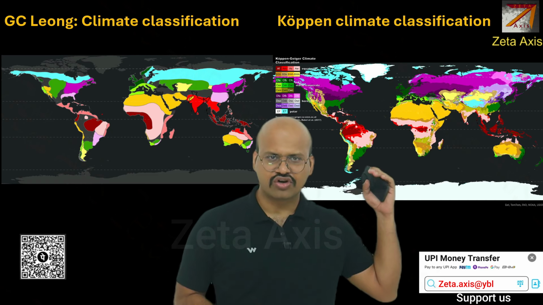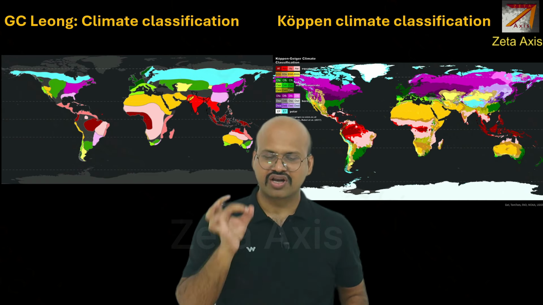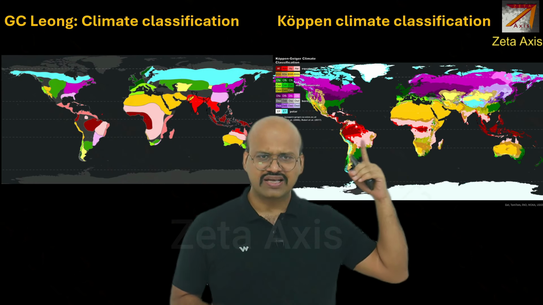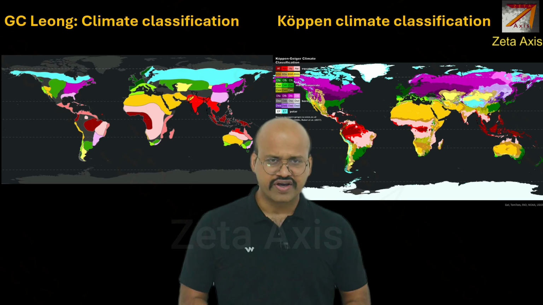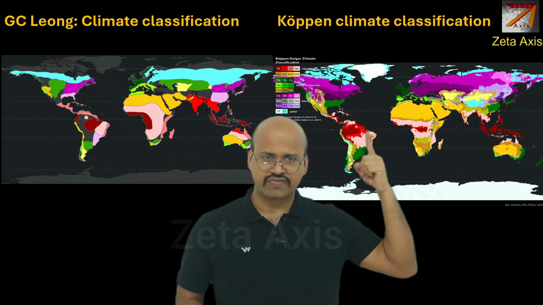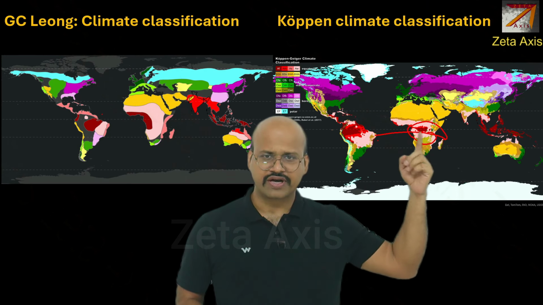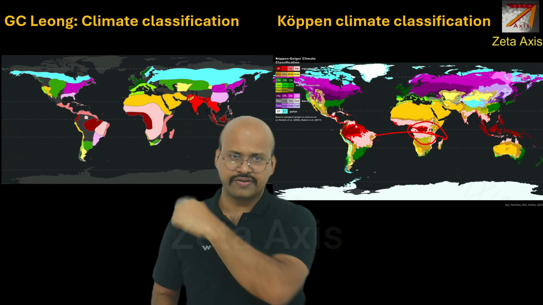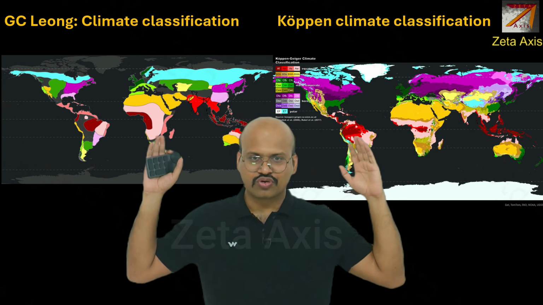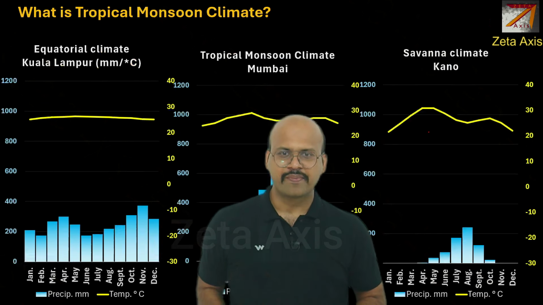But in the Köppen classification system, this red color is equivalent to both the tropical monsoon climate as well as the tropical marine climate. And we can clearly see the extent is very different. Here we can see that it is spread over here. Then the regions which are here are also very small compared to the region over here. Therefore, there is a significant difference in the monsoon climate indicated by these two systems. So do keep that in mind.